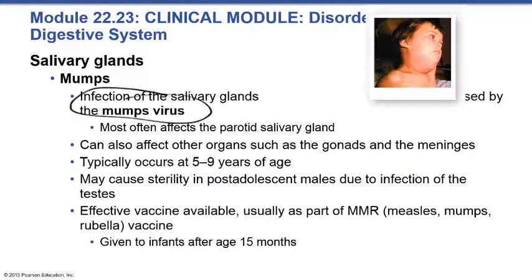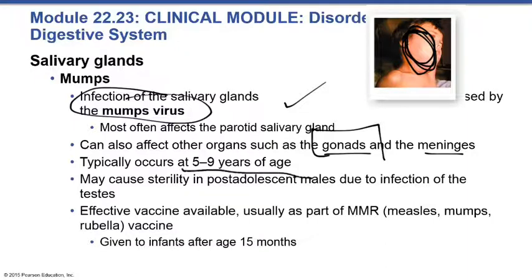For example, the mumps virus. We don't see this very much anymore because of immunizations, but the mumps virus would make a very, very large parotid gland. This could also affect the gonads and the meninges. So mumps can lead to sterility because it can damage the gonads. This is typically, in the day when more people were getting this, school-aged children, but if you wait, like I said, it can cause sterility in post-adolescent males. So it's important that people get immunized so that they don't get mumps later in life and then face the possibility of sterility.